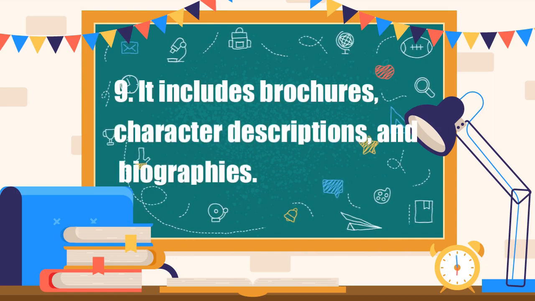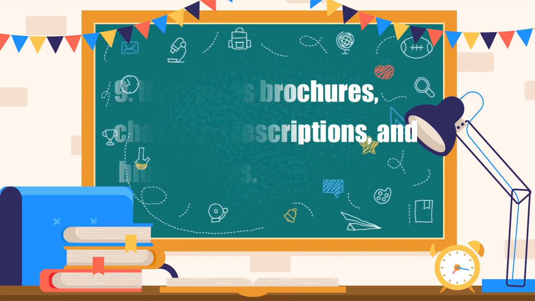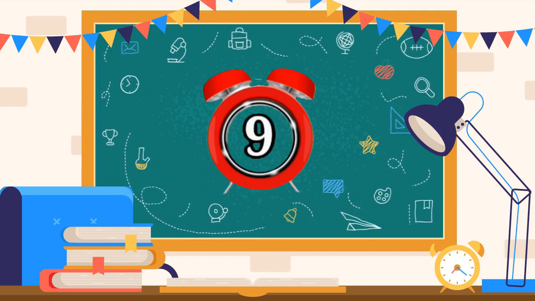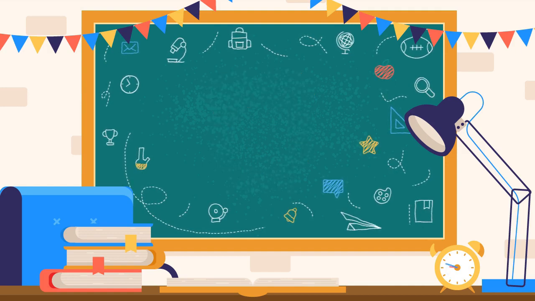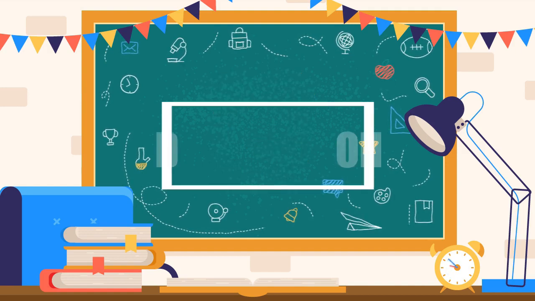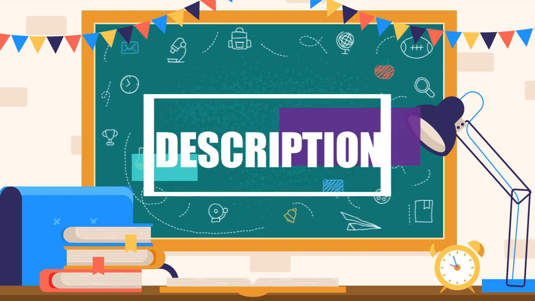Number 9. It includes brochures, character descriptions, and biographies. Can I hear your answers? Very good. That is a description type of factual text.